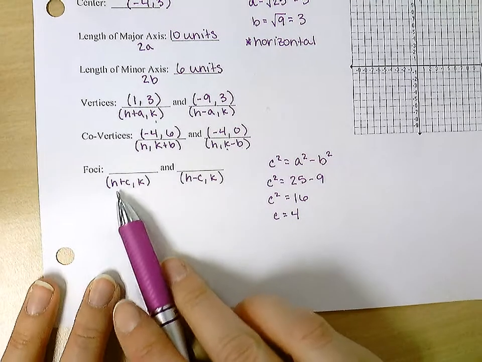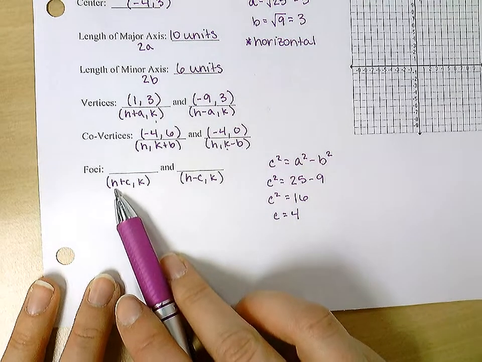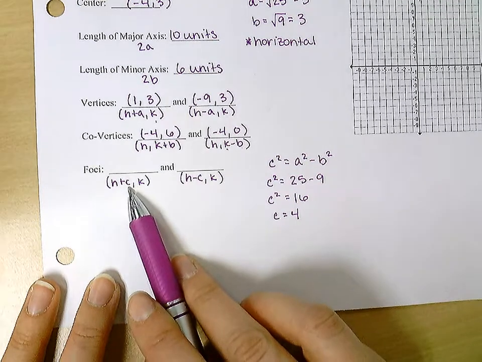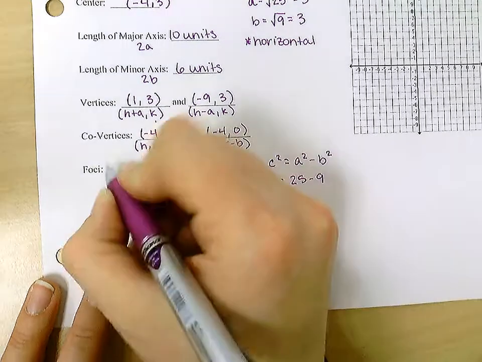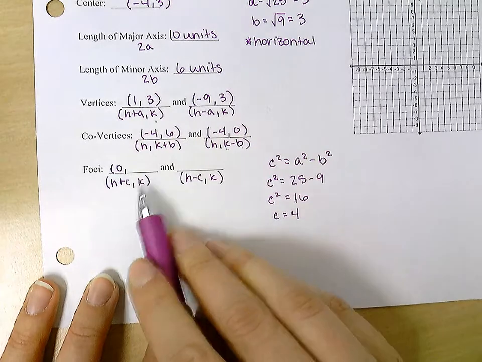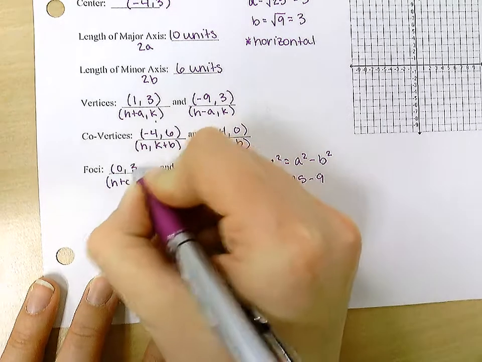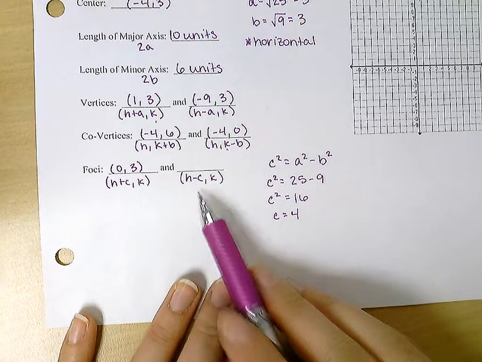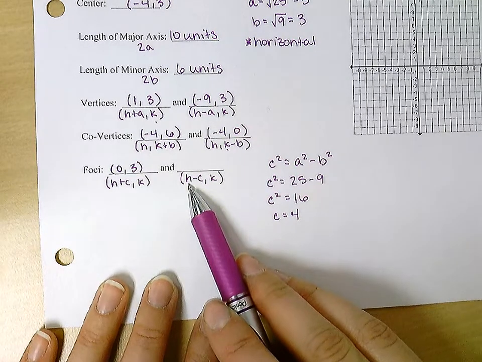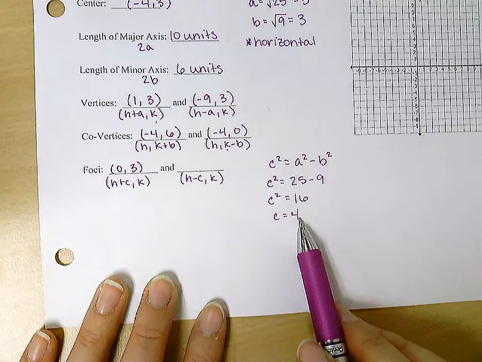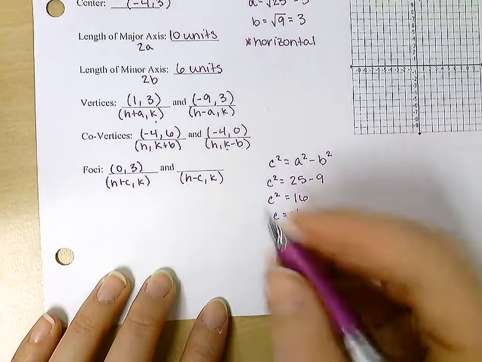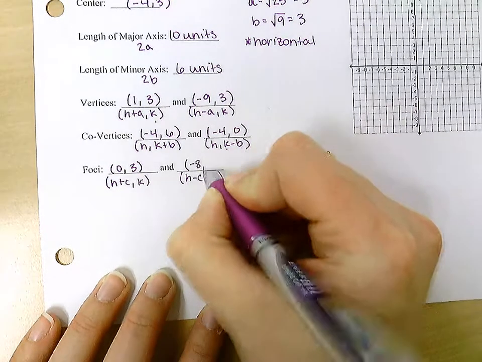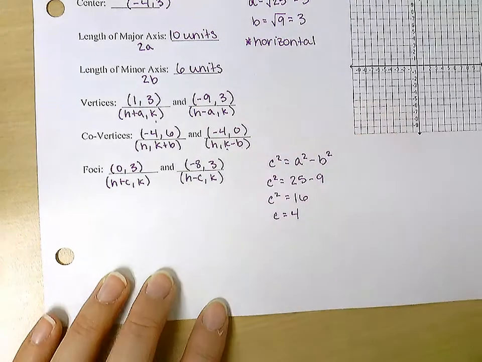So we have our H value, which is negative 4. We want to add on 4 to that to get 0. And then K is going to remain the same at 3. Our second foci point, we'll take our H value of negative 4, subtract 4 to get negative 8. And then again, our K value remains the same.